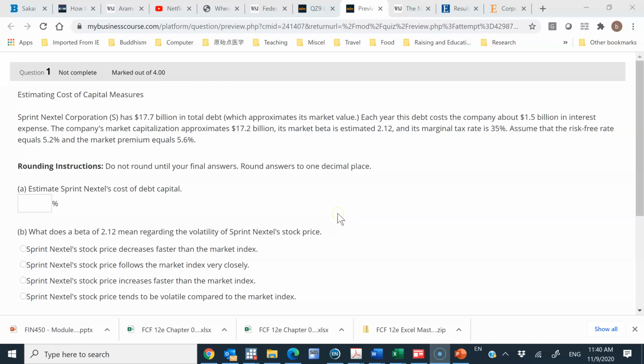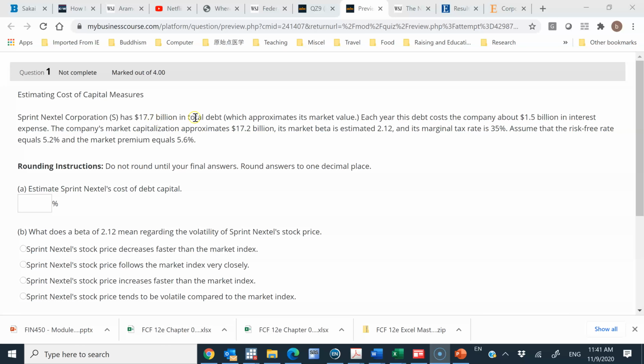This is question number 4 on quiz 9 for module 12 on the cost of capital estimation. This is a very standard question on the estimation of the cost of capital. We're provided with the total amount of debt, which the setup also tells us approximates the market value. And each year, this debt costs the company about 1.5 billion in interest expense. So we are also provided with the interest expense.